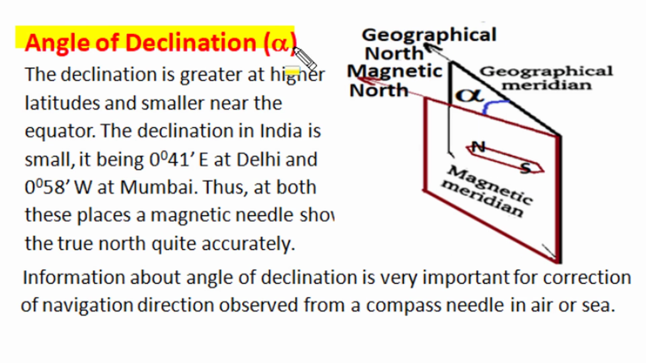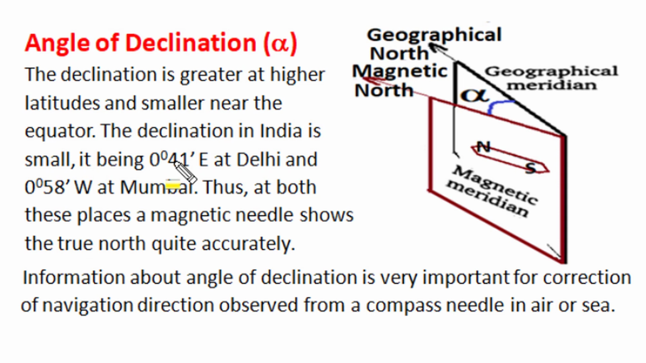The value of the angle of declination is not the same at different positions on Earth's surface. The value of the declination angle is relatively greater near the poles at higher latitudes, and it is quite small near the equator. As India is close to the equator, the declination in India is small, being only 0 degrees 41 minutes towards the east side at Delhi and 0 degrees 58 minutes west side at Mumbai.